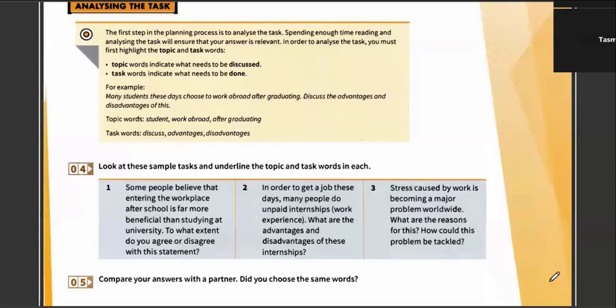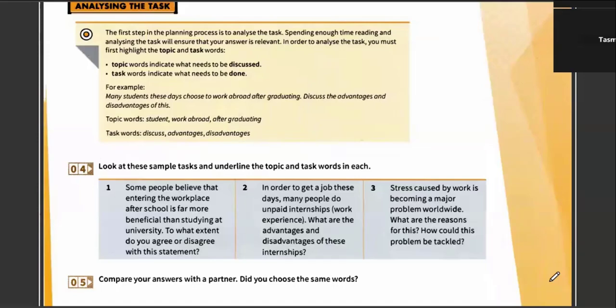So I do not need to add it. In that way, we need to analyze what should be added in the essay and what we should not add. So in order to analyze the task, you must first highlight the topic and the task words. Topic and task are two different things, okay?